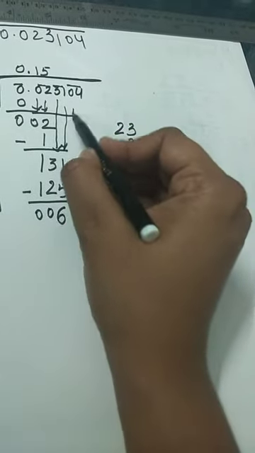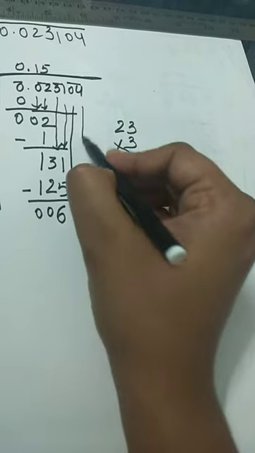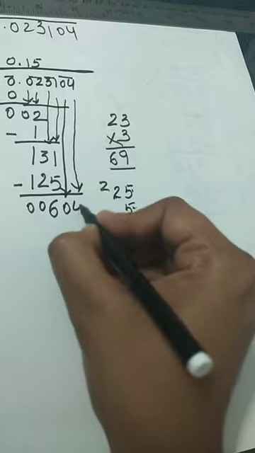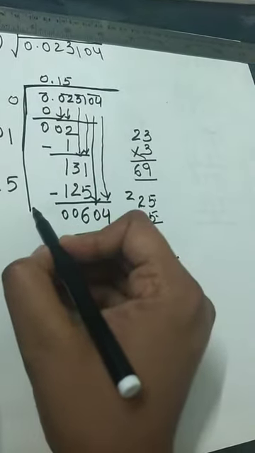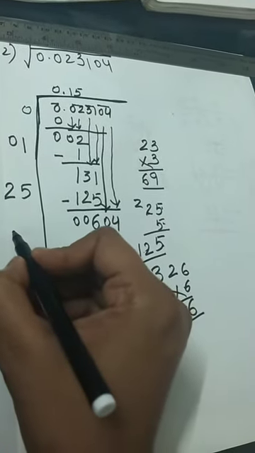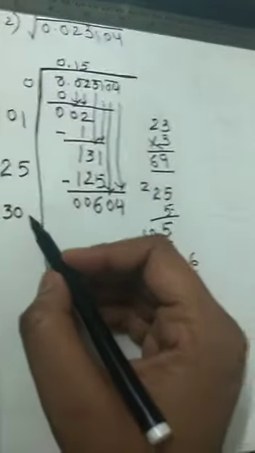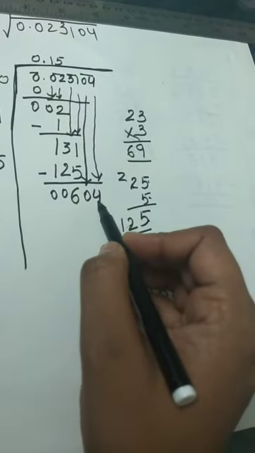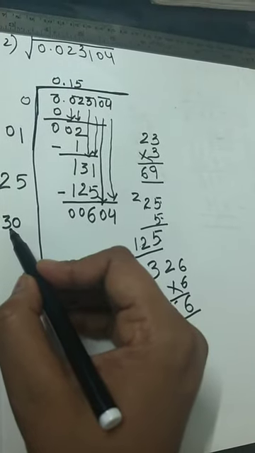We will copy our next pair, that is 04. Now our number is 106. Now we will double 15. So double of 15 is 15 2s are 30. Now we have to think of a number which can divide 104, and our number is 30 in the divisor part.